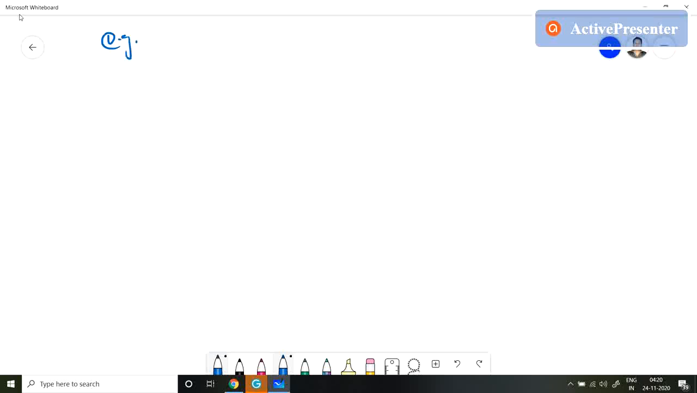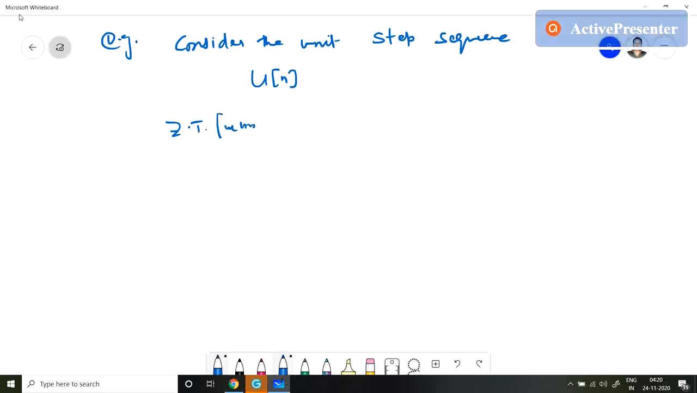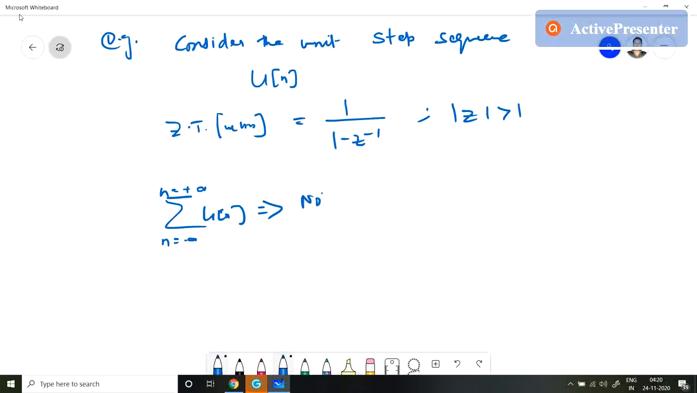Let us see another example. Consider the unit step sequence u[n]. Now the z transform of u[n] is equal to 1 divided by 1 minus z inverse, with modulus of z greater than 1. Basically, the Fourier transform of u[n] cannot be obtained from the z transform, because the sum from minus infinity to plus infinity of u[n] is not summable.